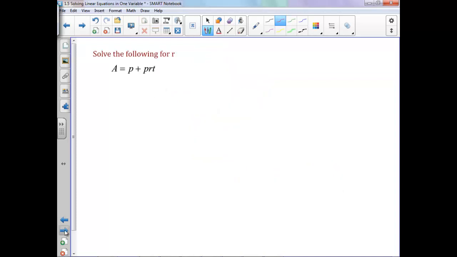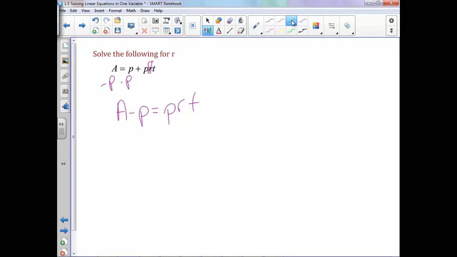And now along the same lines, you can solve equations for a specific variable. In our case, we want to solve specifically for r. It's the same idea as before. We want to move everything away from it. So start with anything that's getting added or subtracted. So a minus p equals, and we still have prt.